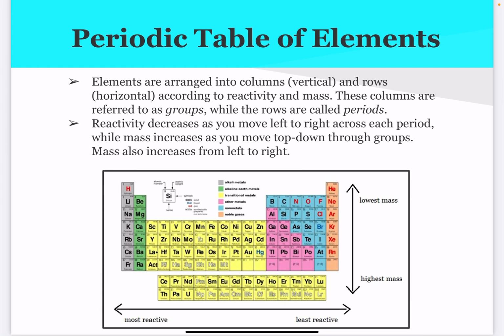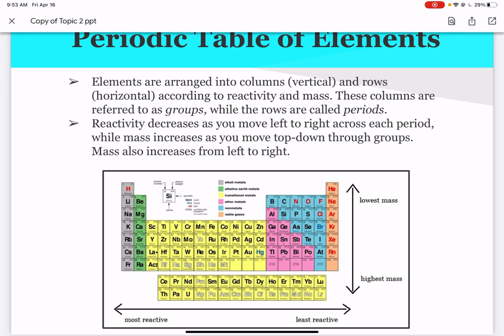So the periodic table of elements, it says elements are arranged into columns, which are the vertical, and rows, horizontal, according to their reactivity and their mass. So reactivity is the vertical. So the higher up on the periodic table, the less reactive you are, and as you go down the periodic table, it becomes more reactive.